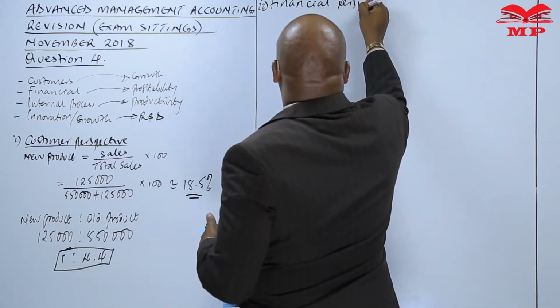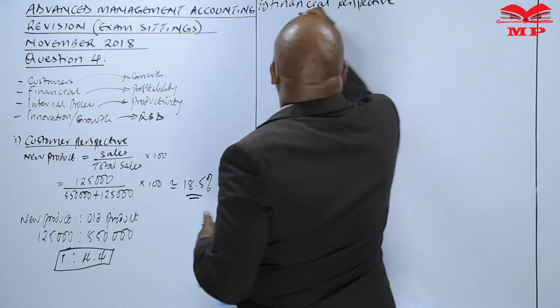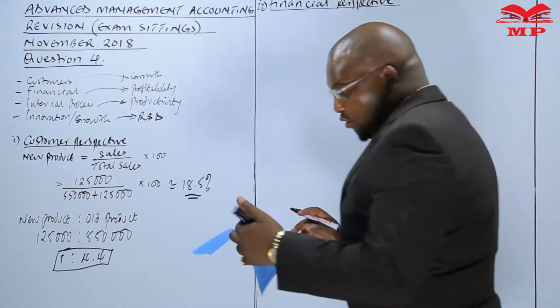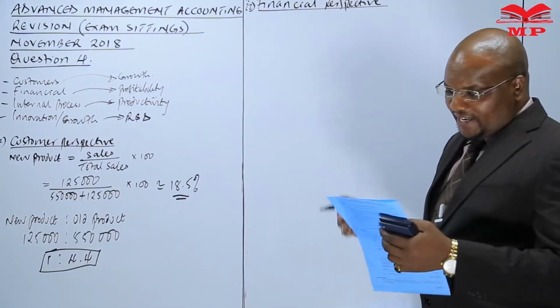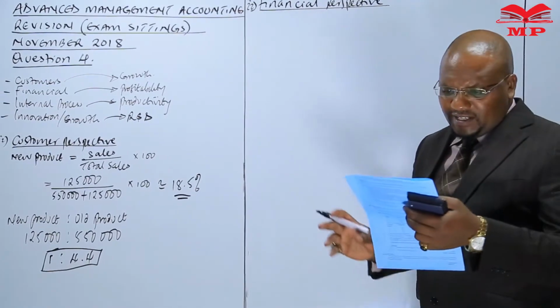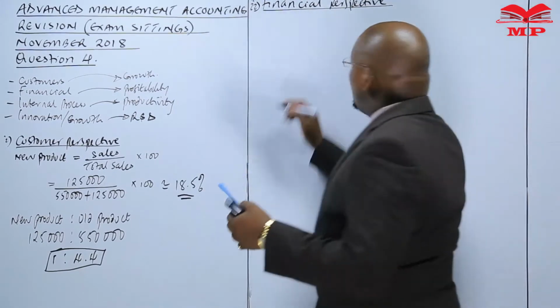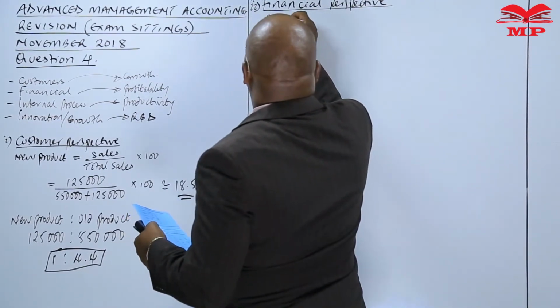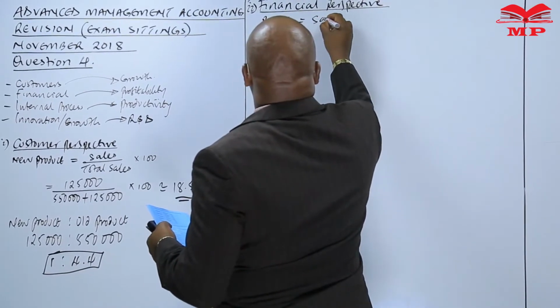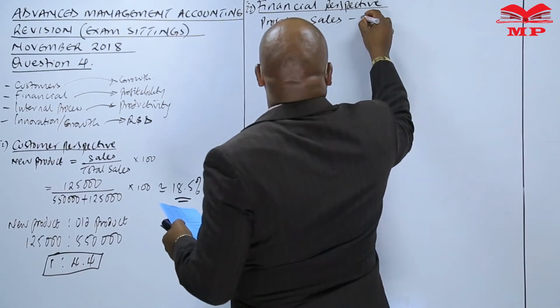Perspective. So this one we can use from what we have there. The profit you can get: actually, we have sales and we have the production cost. Yeah, so those two will give us the profit. So you can say here that profit equals sales minus production cost.